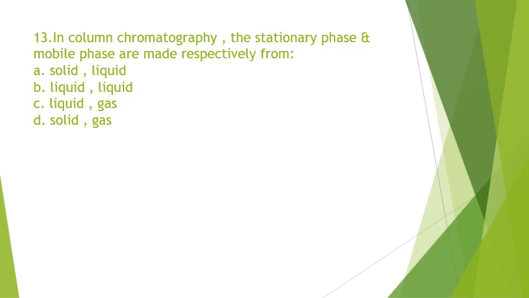MCQ number 13. In column chromatography, the stationary phase and mobile phase are made respectively from: option A, solid, liquid; option B, liquid, liquid; option C, liquid, gas; option D, solid, gas. And our correct answer is option A, solid, liquid.